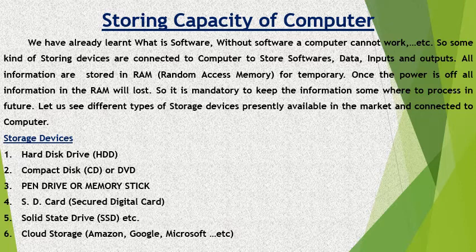We have already learned what is software. Without software, the computer cannot work. So some kind of storing devices are connected to the computer to store software, data, inputs, and outputs. All information is stored in RAM, that is random access memory, temporarily. Once the power is off, all information in the RAM will be lost. So it is mandatory to keep the information somewhere to process in future.